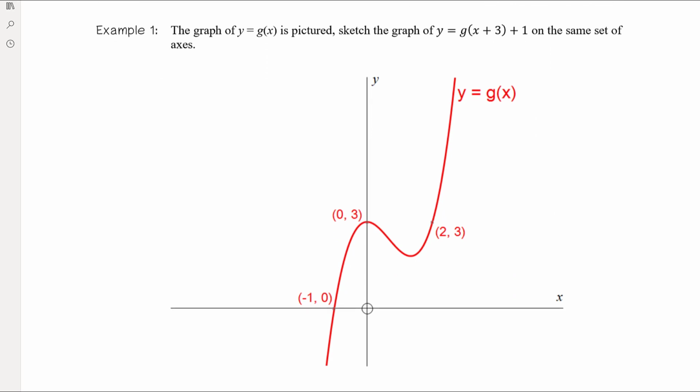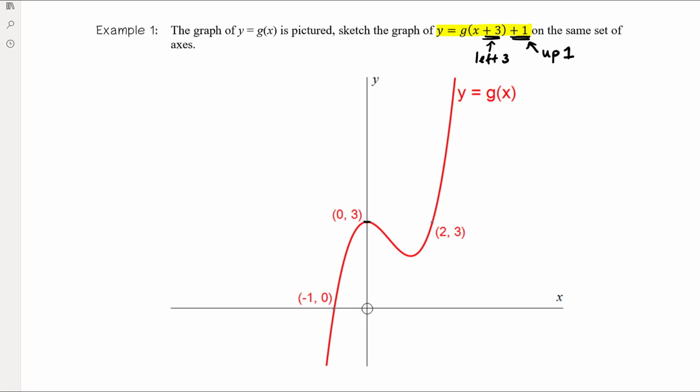So the graph of y equals g of x is pictured. I'm not going to give you the equation for g of x. That's not the point. We're not trying to come up with the equation for g. We want to use what we know about transformations to sketch the required graph. So here, if this is g of x that you can see here, now sketch the graph of g of x plus 3 plus 1. Okay, so we know a plus 3 inside the function here is going to the left by 3. And a plus 1 outside the function here is going up by 1. So we now know we need to take this red graph and translate it to the left by 3 and up by 1.